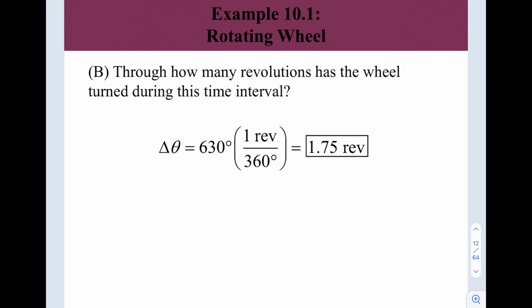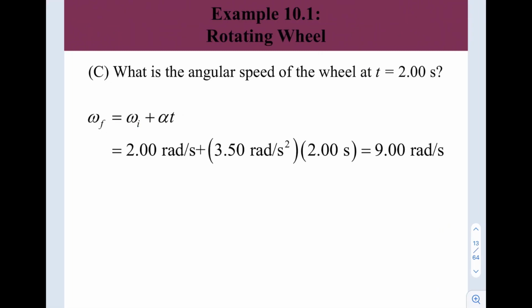Part B: through how many revolutions has the wheel turned during this time interval? As we know, 630 degrees is in terms of angle. We may convert it into revolutions. One revolution is equivalent to 360 degrees. So from here, you will have 1.75 revolutions within 2 seconds.